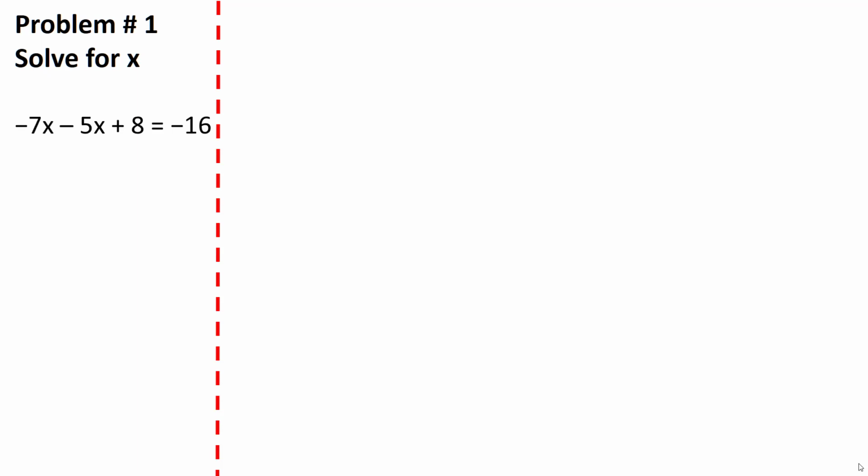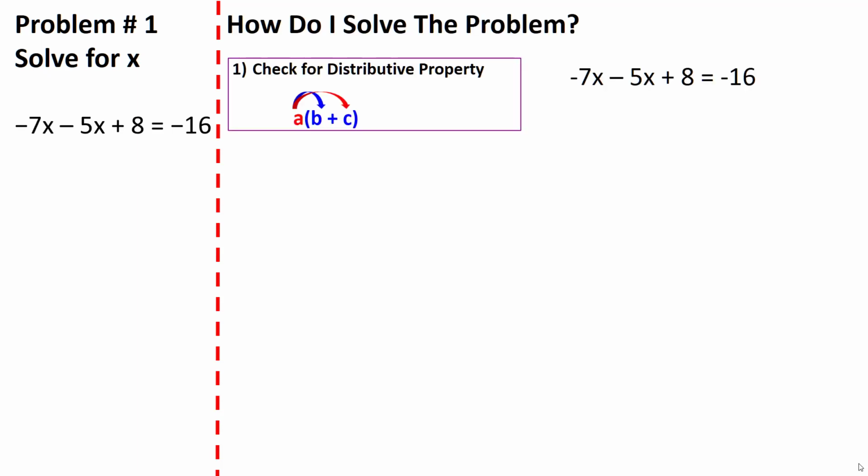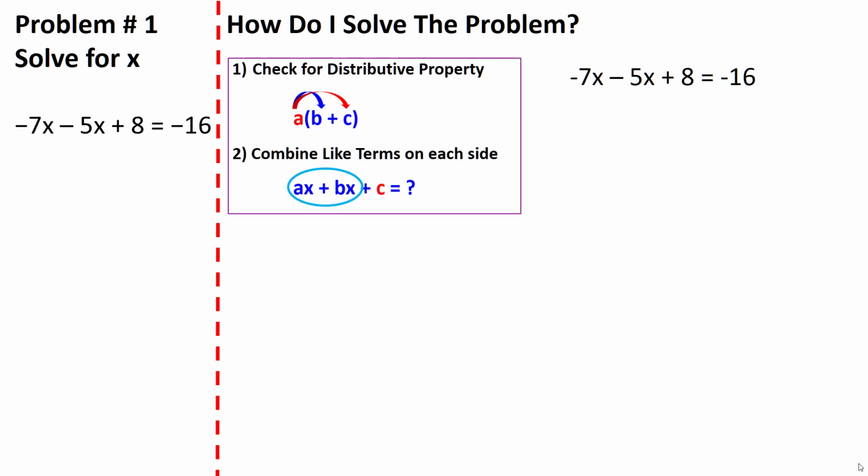Problem number 1. How do I solve the problem? First, I check for distributive. Looking at my equation, there's no distributive. Step 2. Combine like terms on each side. On the left side, I see negative 7x and negative 5x. Therefore, I will combine those two together.